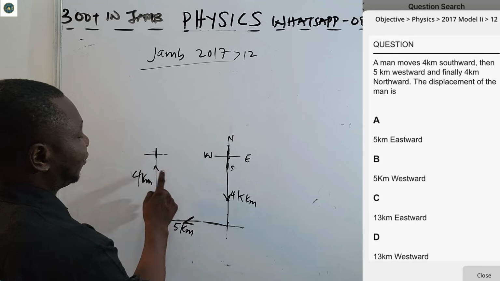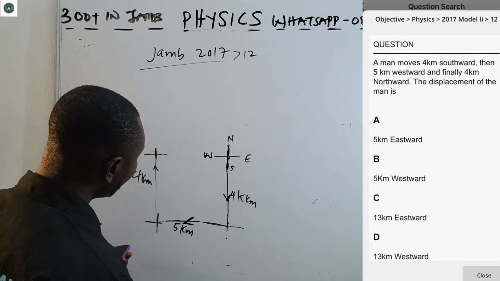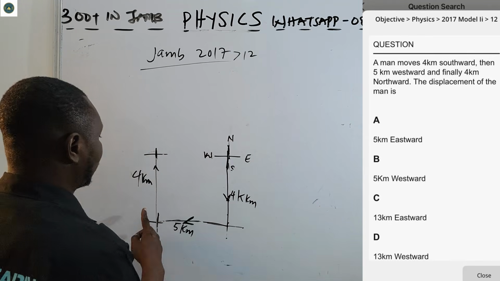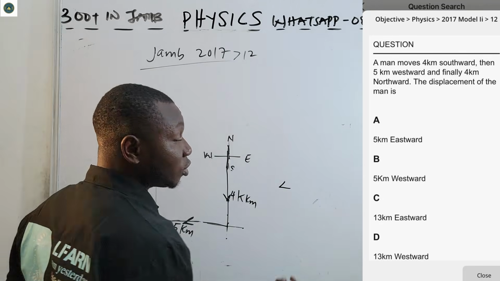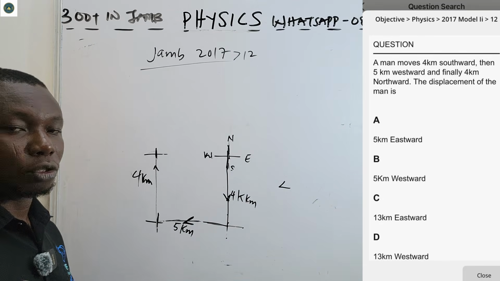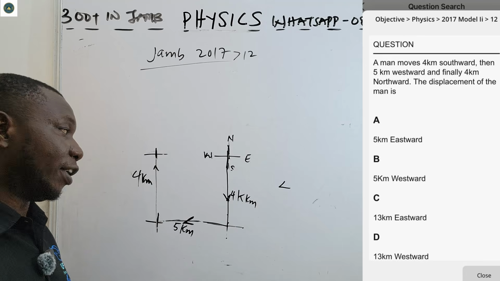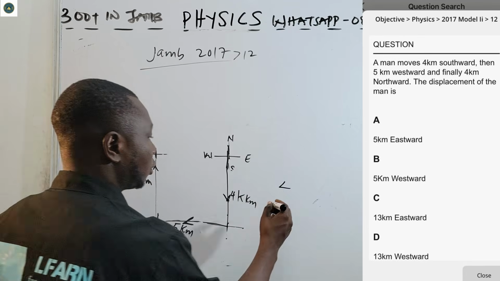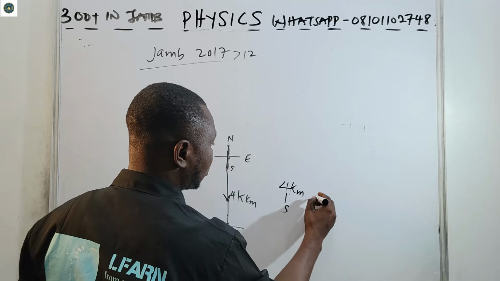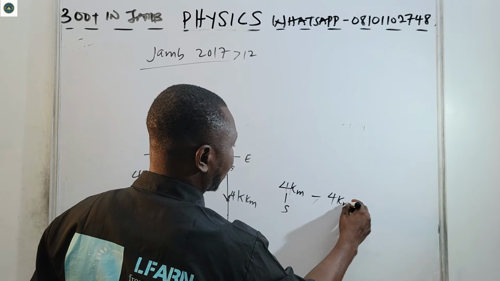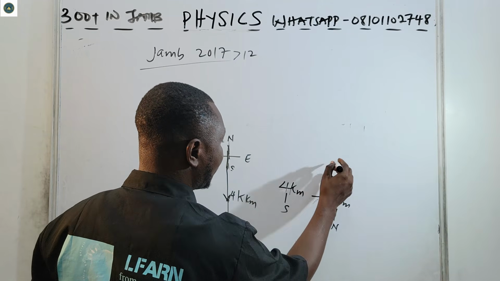They are moving in different directions. This one is going southward, this one is going northward. So that means opposite direction. I've taught you before, opposite direction of a vector, you minus. So that means 4 kilometers, this one is going to the south, minus 4 kilometers, this one is going to the north. So that means they will cancel out.